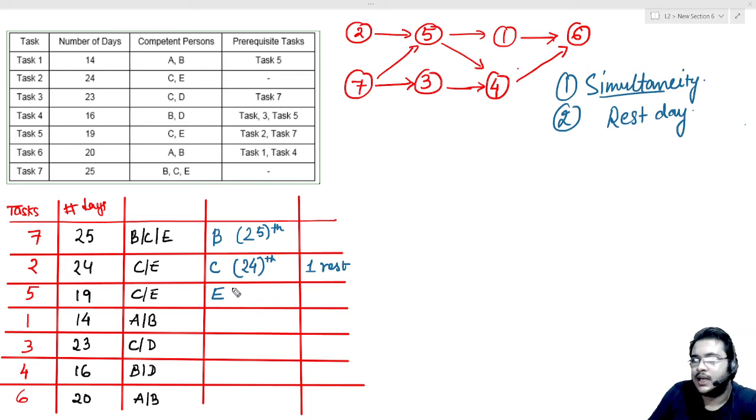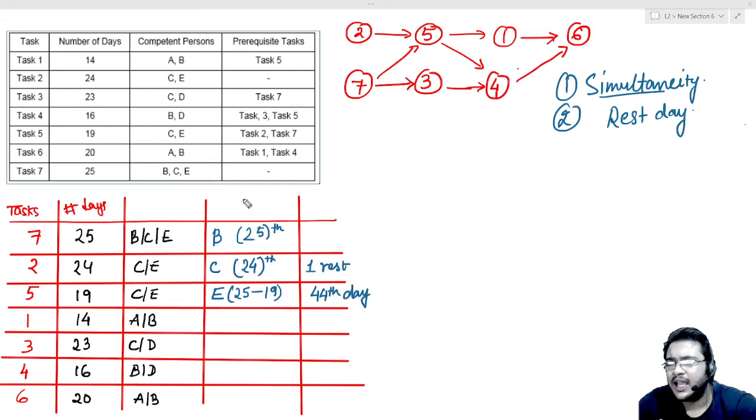So E will start from the 25th day itself. 25th से लेकर के 19 more days he will add, and he will go till the 44th day. Now I want you to understand that I haven't named the column, so I will use them as I like. Okay, now let us come to number 1.